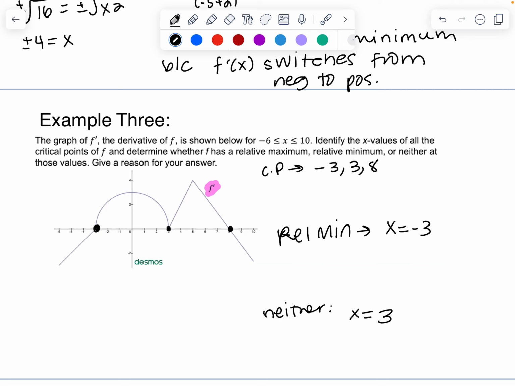So that's x equals 3, and then this point over here switches from positive to negative, so that one's a relative max. And then I have to technically give reasons, so I'm just going to explain them real quick. Again, so this one, the reason is it switches from negative to positive, positive to negative, and this one just goes from positive to positive. It doesn't switch signs. So I'll add a note for this one. Doesn't switch signs. So that is a critical point, but there's no relative maximum or minimum.